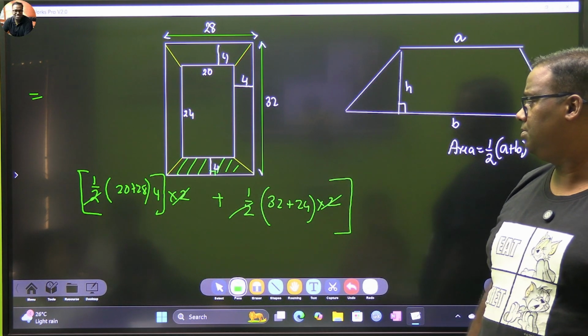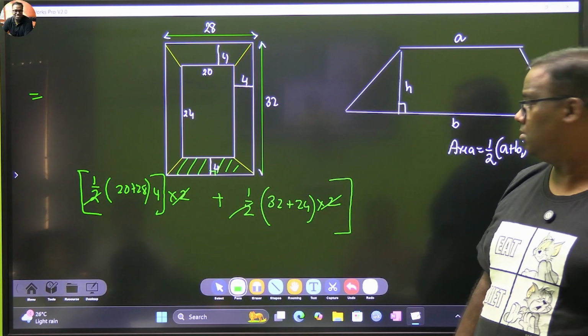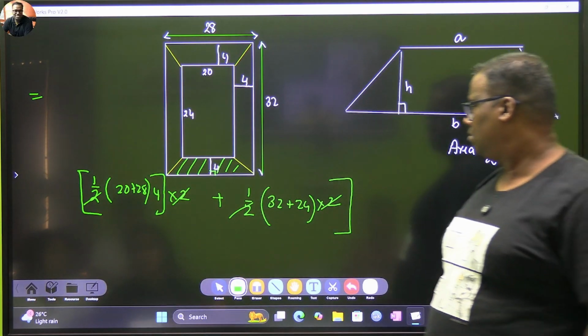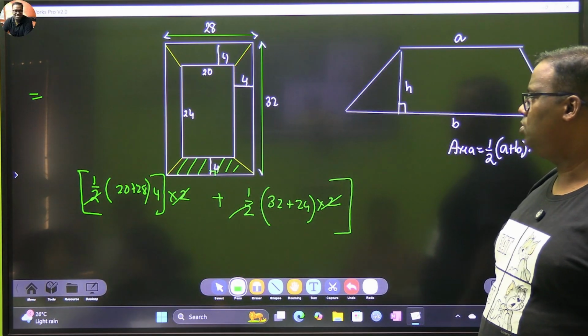Which one? 32 plus 24 into 4. Why 32 plus 22 into 4?